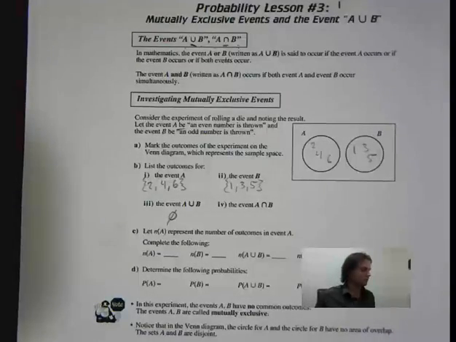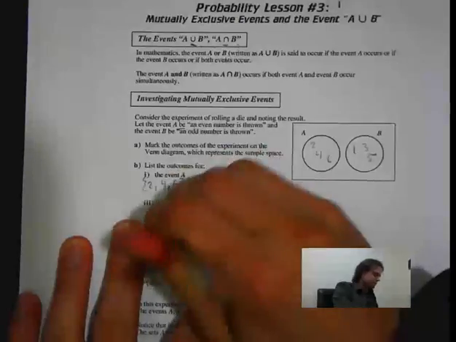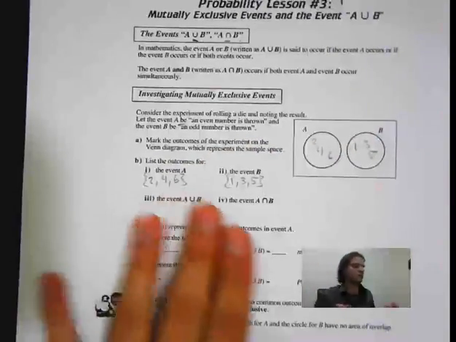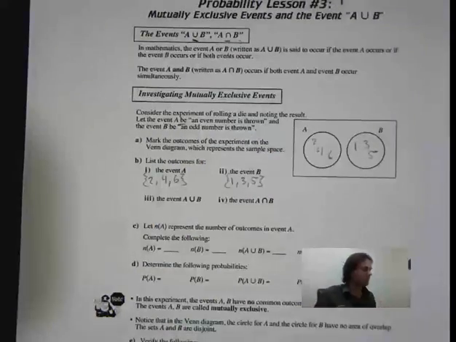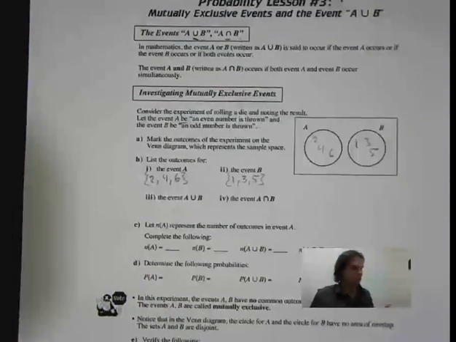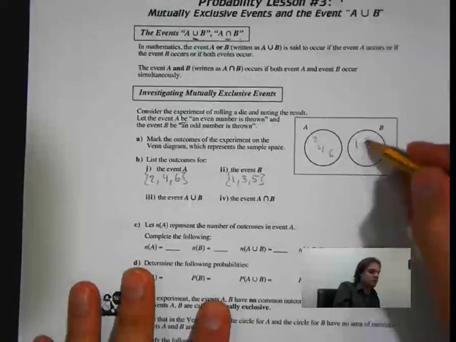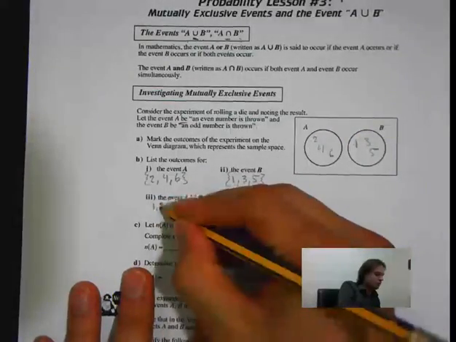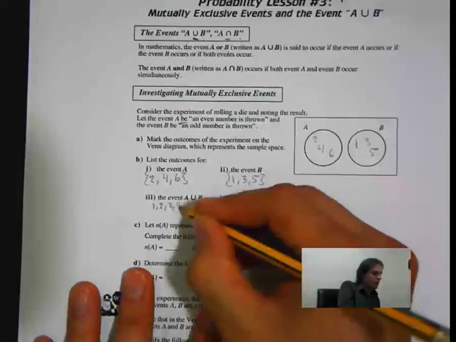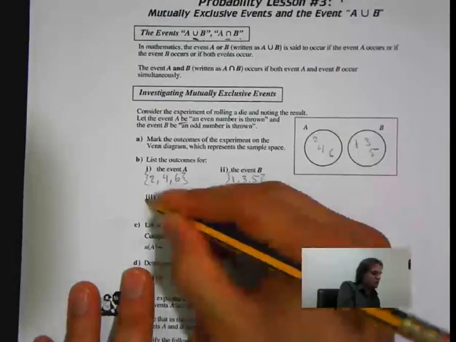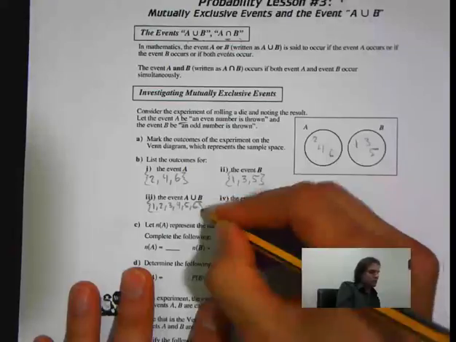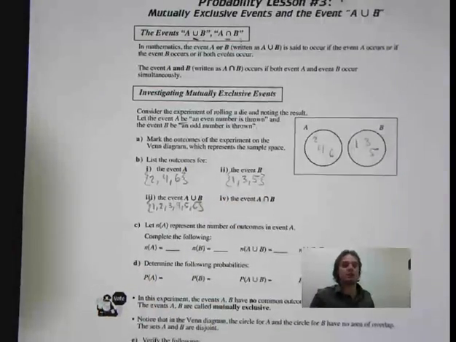Okay, so, oh, sorry, it says A or B. Whoops, A or B. So let's look at event A or B. Well, everything is either even or odd. So A or B is, we have 2, 4, 6, 1, 3, and 5. So it's all of them, 1, 2, 3. So that's all, because A union B is or.